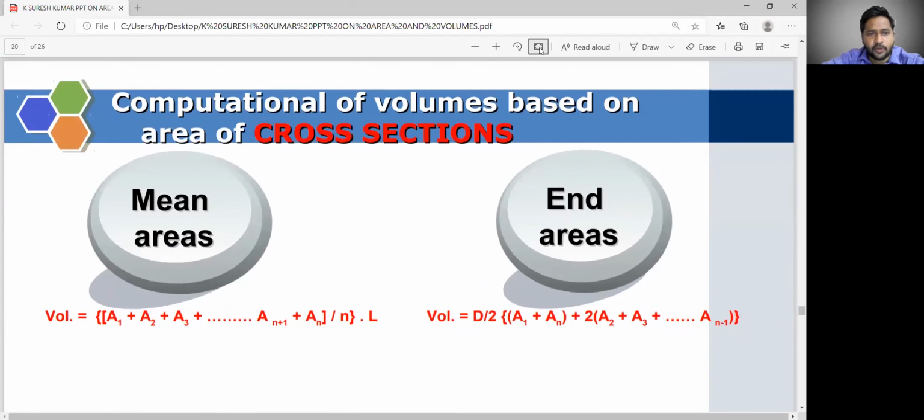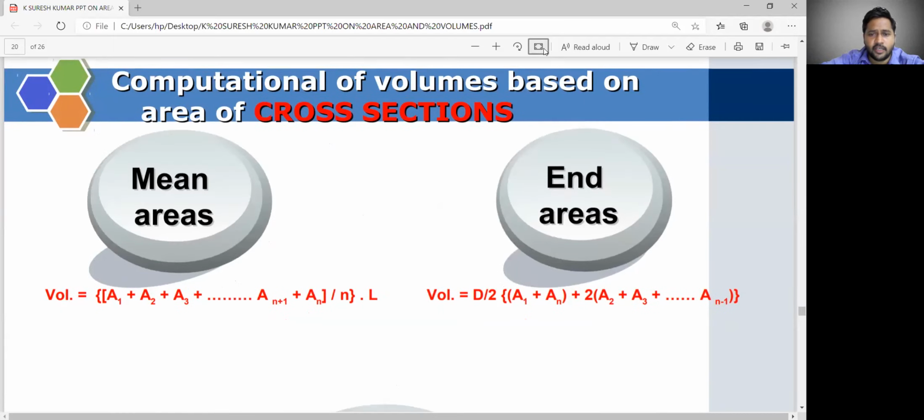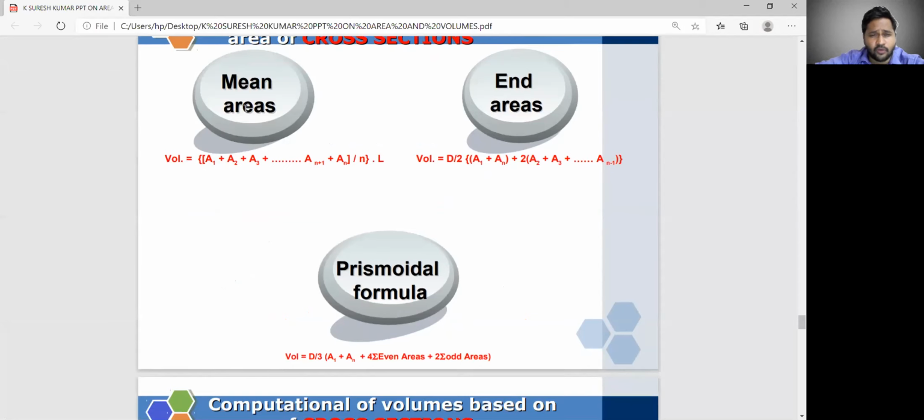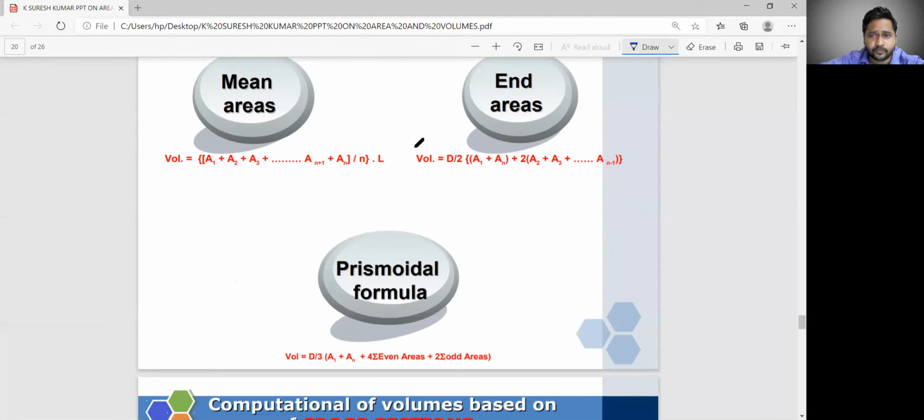See, the volume based on the area of cross sections. How do you calculate based on these area calculations? See, mean area, end area, and trapezoidal formula. If you want to find by mean area, the volume equals (A1 plus A2 plus A3 and so on up to An plus 1) by n, into L, which gives the total volume. Okay, by the mean area method.